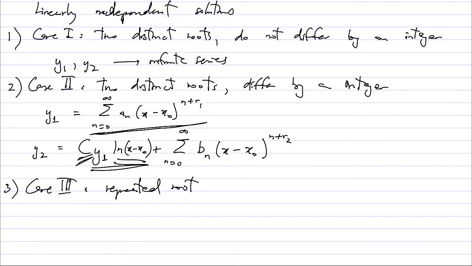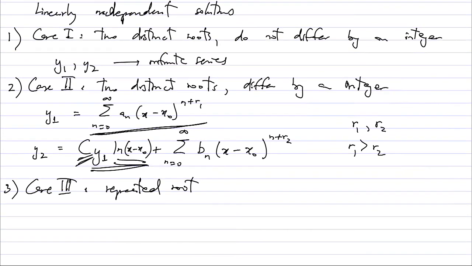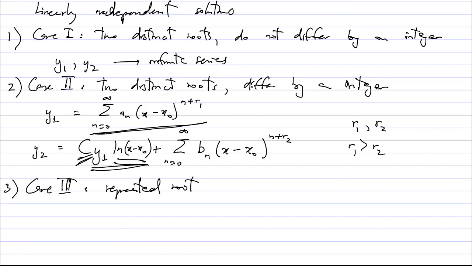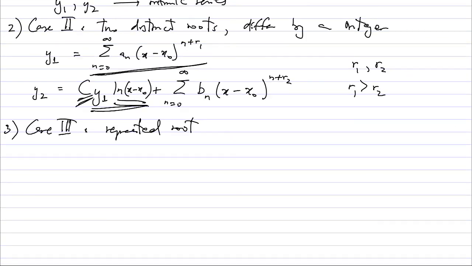I should also make it clear that I was labeling the roots r1 and r2 such that r1 is bigger than r2, when they are distinct, of course. If they are not distinct, then of course r1 is equal to r2. So that's what we have. So you essentially can find the solutions to any linear second order homogeneous differential equation. That's the form of your solutions. It's good to know what to expect beforehand.